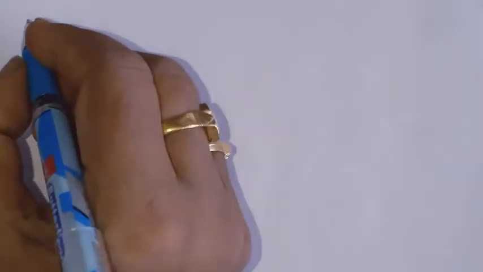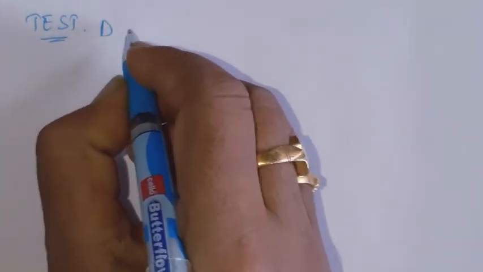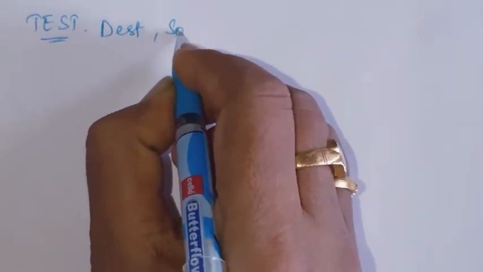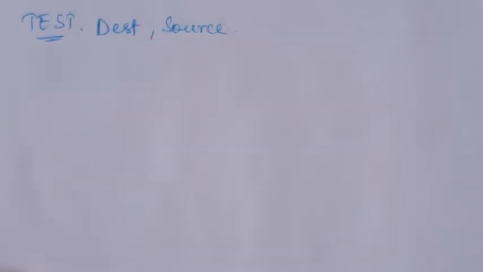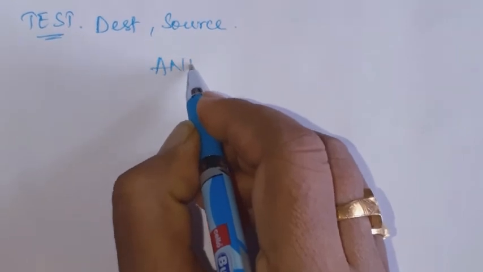So next we have the test instruction. Test destination, source. Okay, here the operation performed is AND.